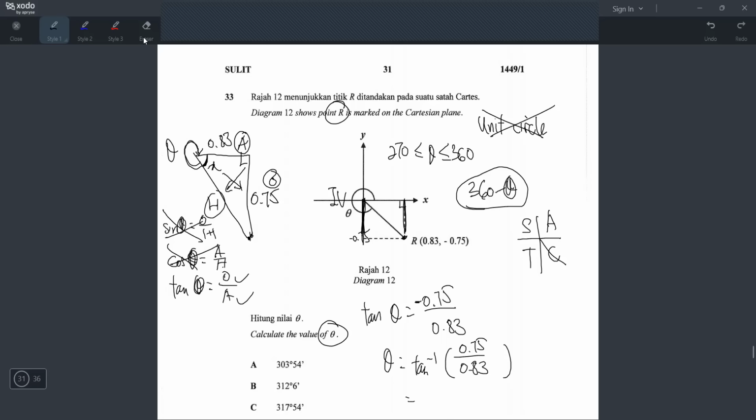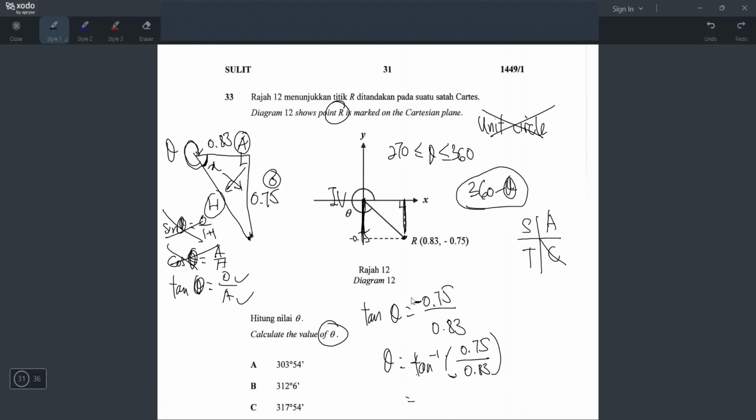Good thing I added it. Okay, now I have to press shift tangent, because the tangent has to move to the other side and become tangent inverse. But the negative, don't press it, please. I teach in my class also, I always scold my students. I always say, don't press negative, don't press negative, don't press negative. Because the negative only indicates the quadrant. Just press shift tangent, bracket 0.75 divide 0.83.